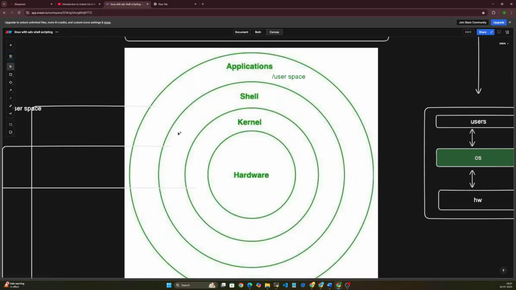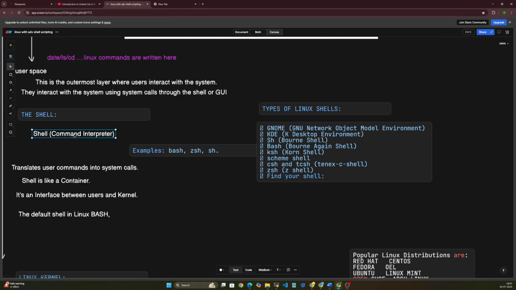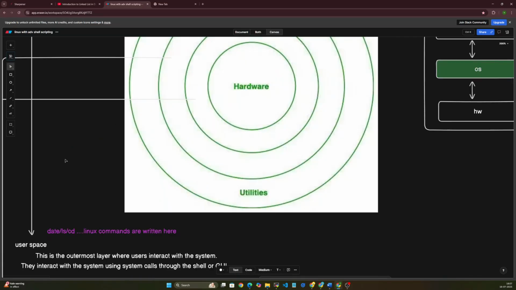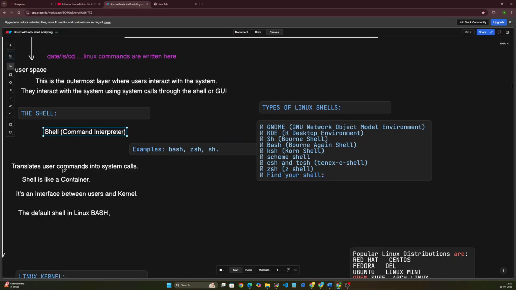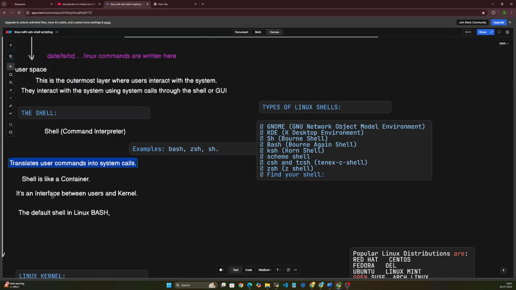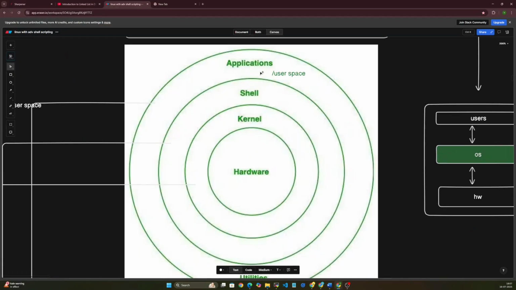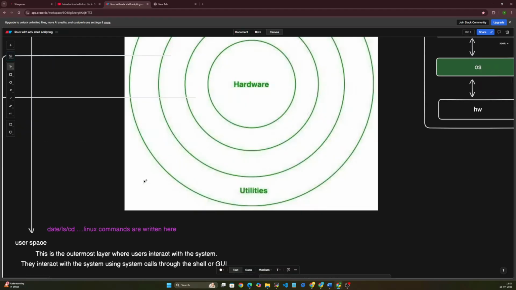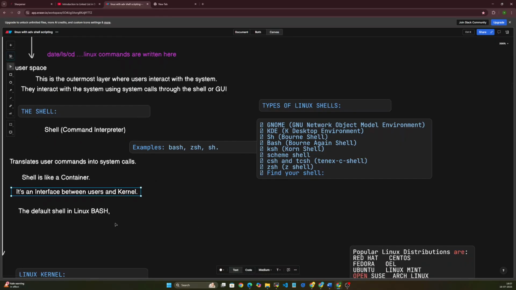Now let's understand what this shell is. Shell is like a container. Shell is a command interpreter. Whatever command you write is interpreted by the shell. Shell translates user commands into system calls. It is the interface between the user and the kernel. The default shell in Linux is Bash. There are many examples of shell: Bash, ZSH, and some more.